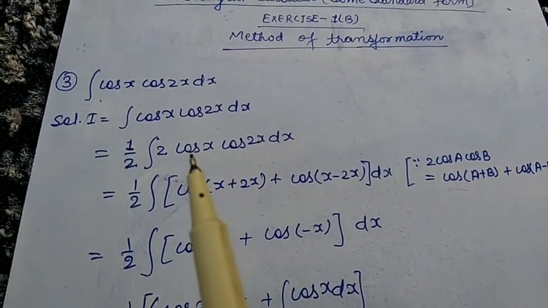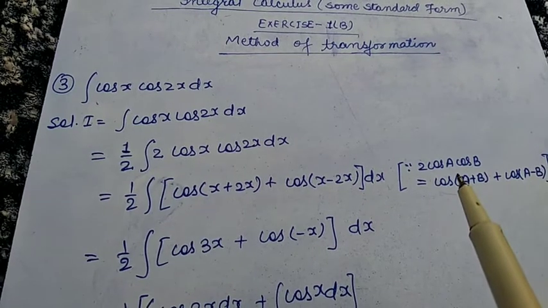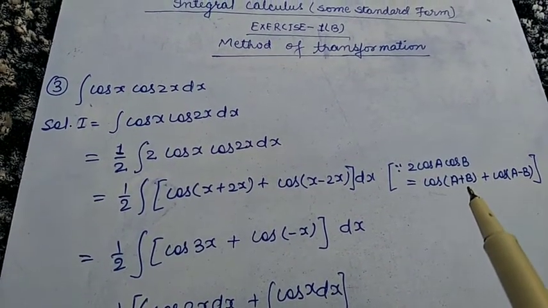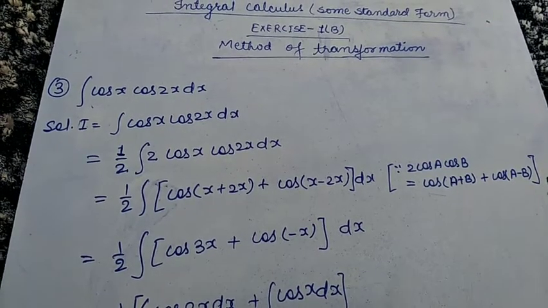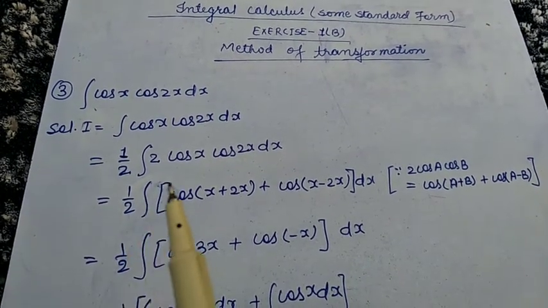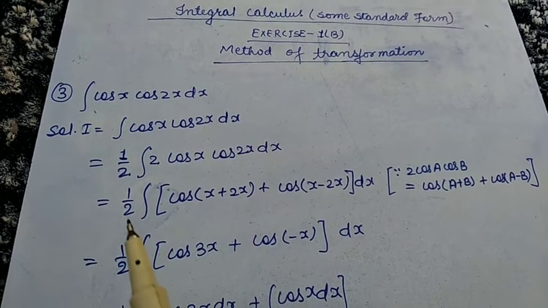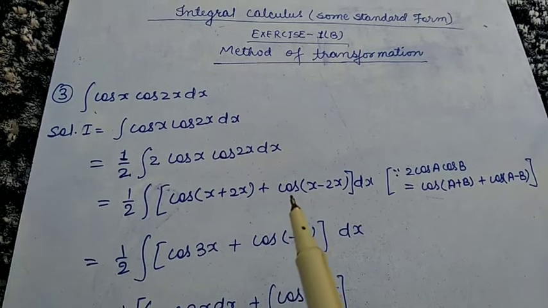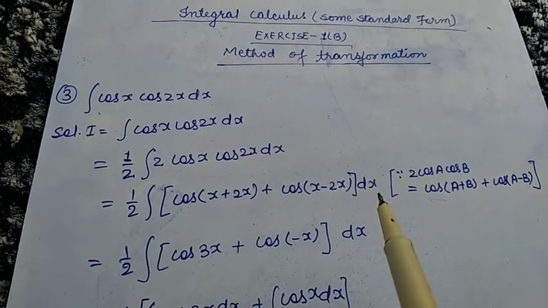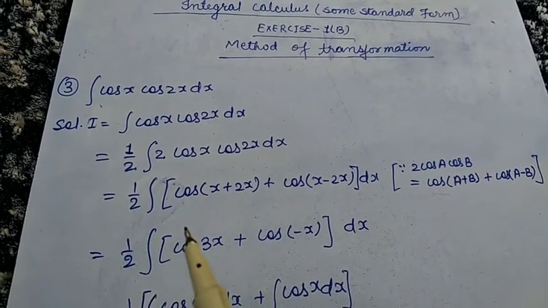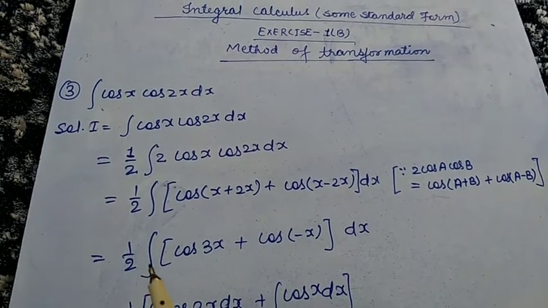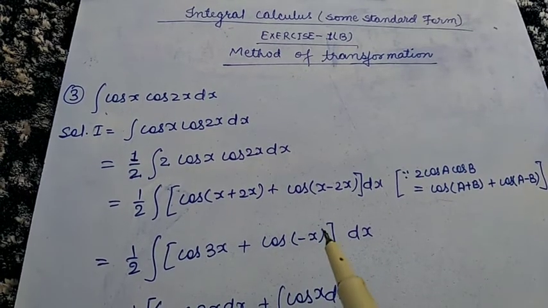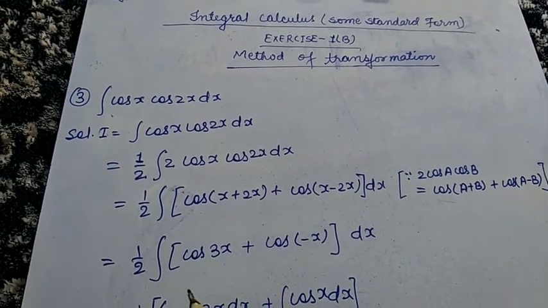So it will be in the form of 2 cos a cos b. The formula of 2 cos a cos b is cos(a plus b) plus cos(a minus b). So it will be 1 upon 2 into integration of cos(x plus 2x) plus cos(x minus 2x) into dx. You can see the next step: 1 upon 2 into integration of cos 3x plus cos of minus x into dx.